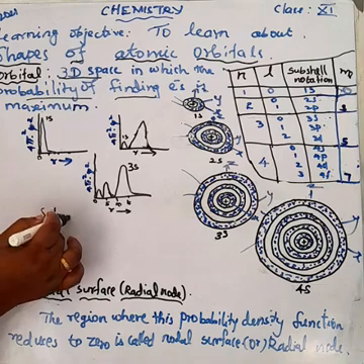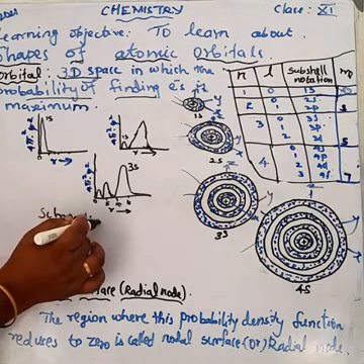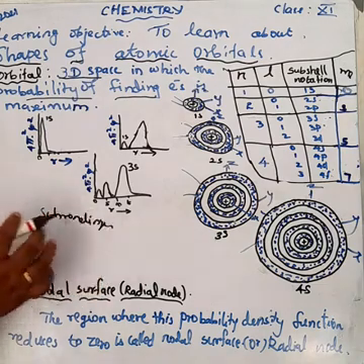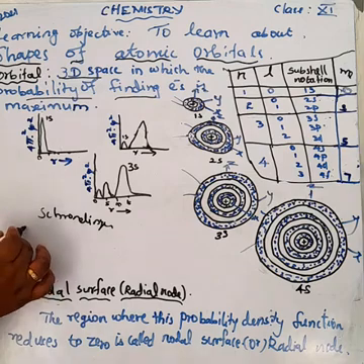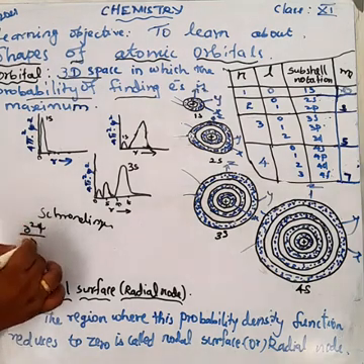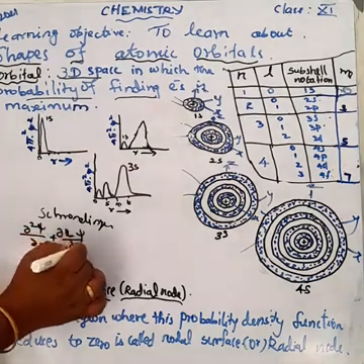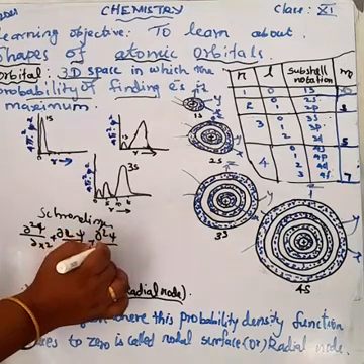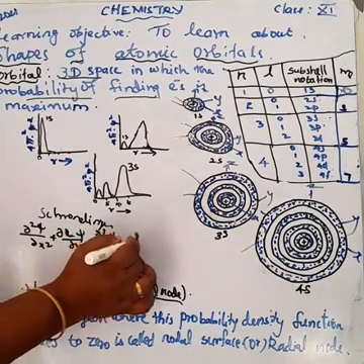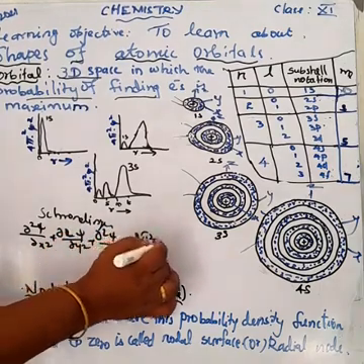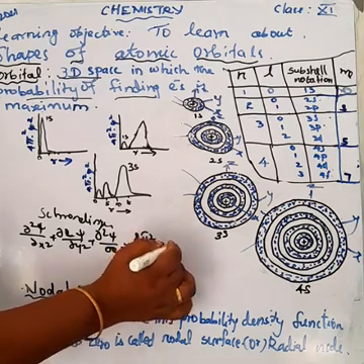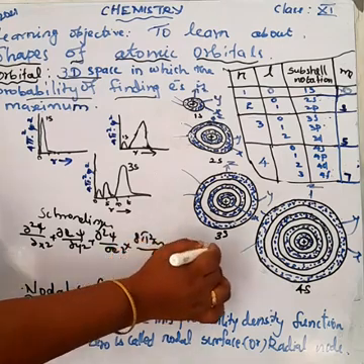The solution of the Schrödinger wave equation. What about the Schrödinger wave equation? We studied that. The Schrödinger wave equation is: dou square psi by dou x square plus dou square psi by dou y square plus dou square psi by dou z square plus 8 pi square m by h square into (E minus V) into psi is equal to 0. This is the Schrödinger wave equation.